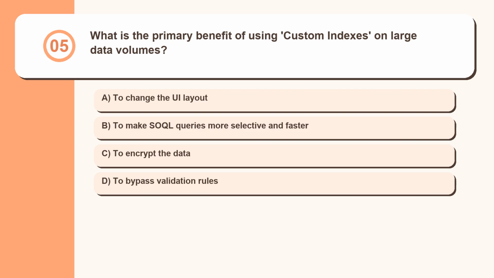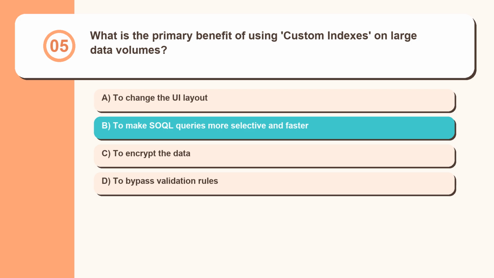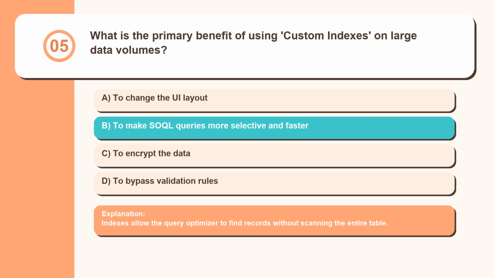Question 5. What is the primary benefit of using custom indexes on large data volumes? To change the UI layout. To make SOQL queries more selective and faster. To encrypt the data. To bypass validation rules. Indexes allow the query optimizer to find records without scanning the entire table.